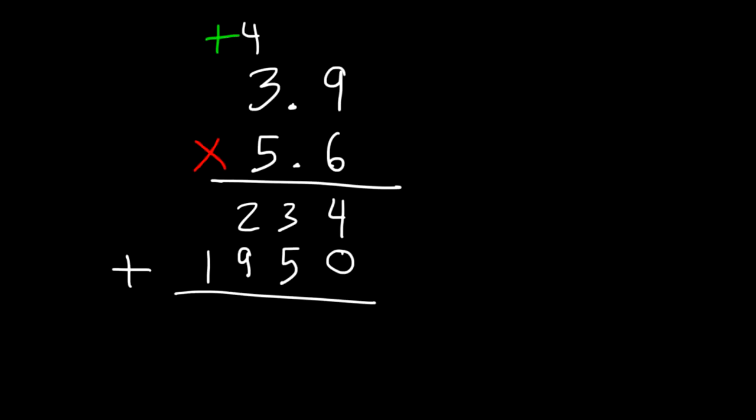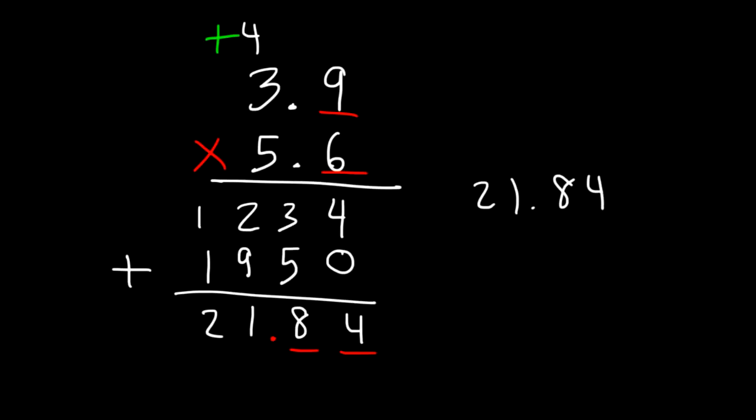4 plus 0 is 4. 3 plus 5 is 8. 2 plus 9 is 11. Carry over the 1. 1 plus 1 is 2. Now notice that we have two numbers to the right of a decimal point. So therefore in our answer we should have two numbers to the right of a decimal point. So the final answer is 21.84.